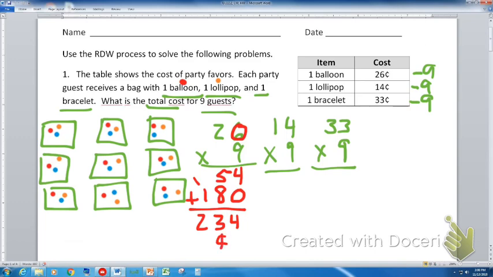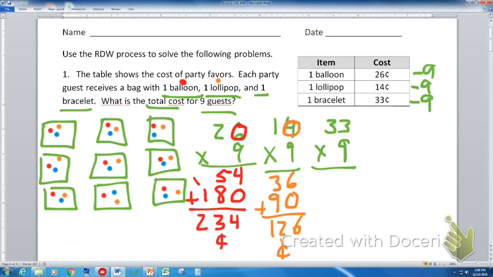Now, 14 times 9. We are going to do 9 times 4, 36. The 4 becomes a 0 because we're done with it. 9 times 10, or if you put your 0, then you do 9 times 1, which is 9, so 90. Add them together. 126 cents. Last but not least, 33 times 9.